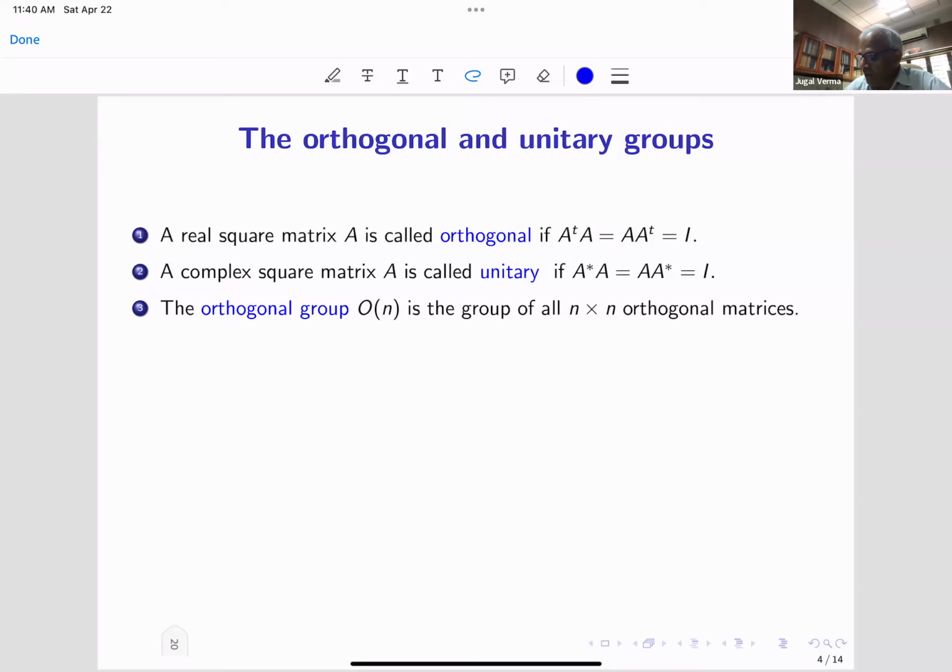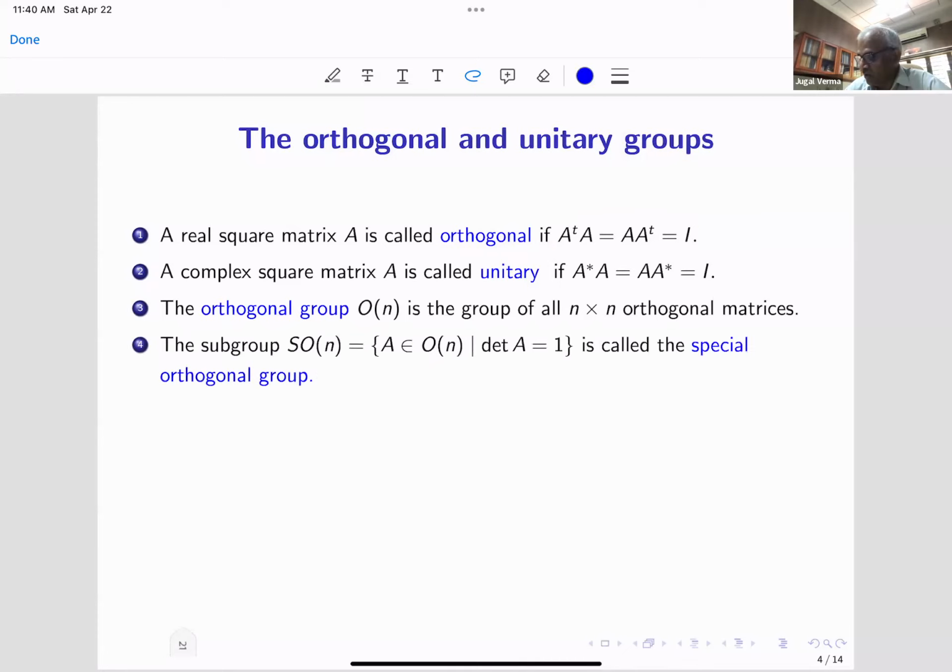Now look at all the matrices which are orthogonal of fixed size n by n. The condition that A transpose A equals identity implies that the product of two orthogonal matrices is orthogonal, and the inverse of an orthogonal matrix is also orthogonal. So the orthogonal matrices of size n by n form a group, and that is called the orthogonal group.